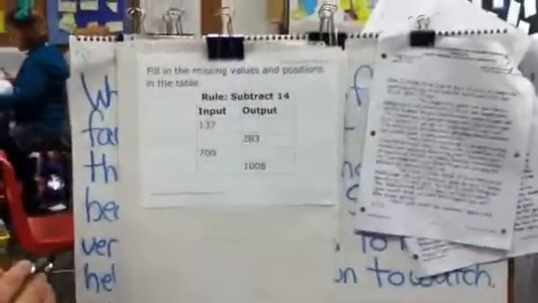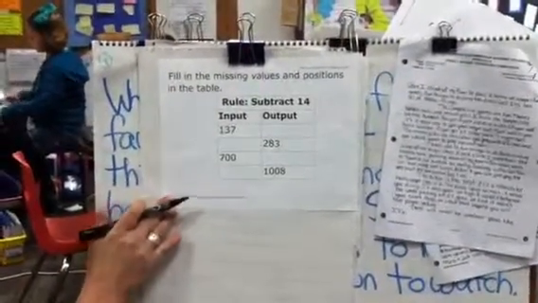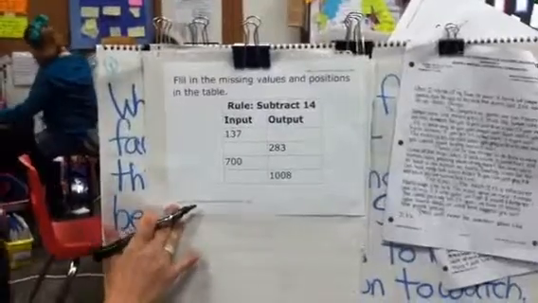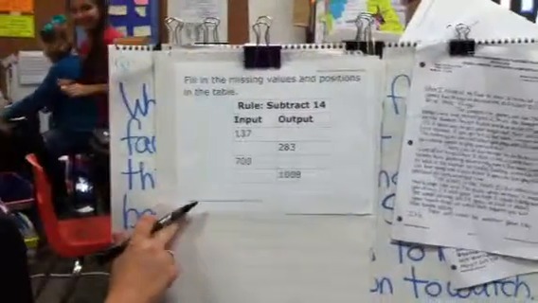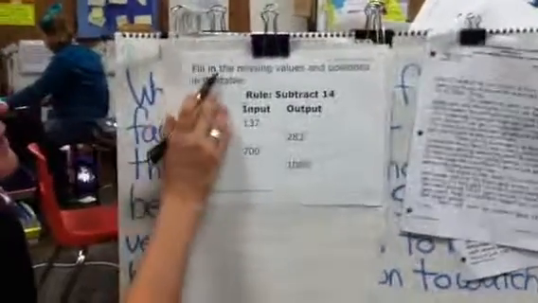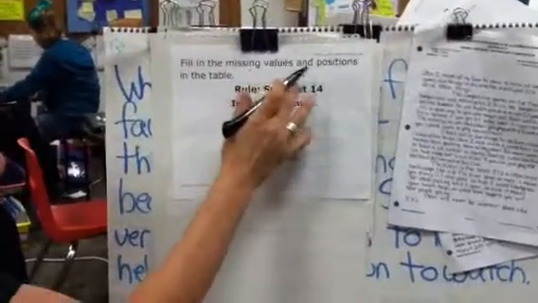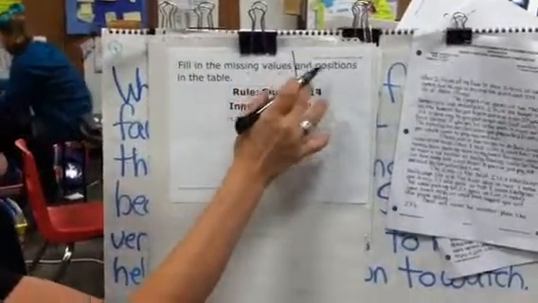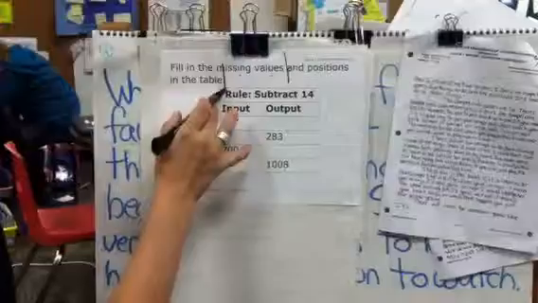Okay, this is Miss Hopkins, and I'm going to be modeling a relationships in a table problem. The first thing I'm going to do is read the problem. Fill in the missing values and positions in the table.